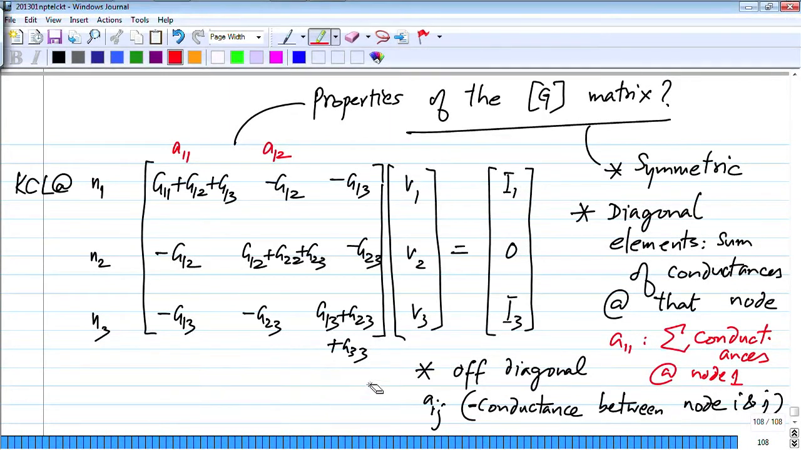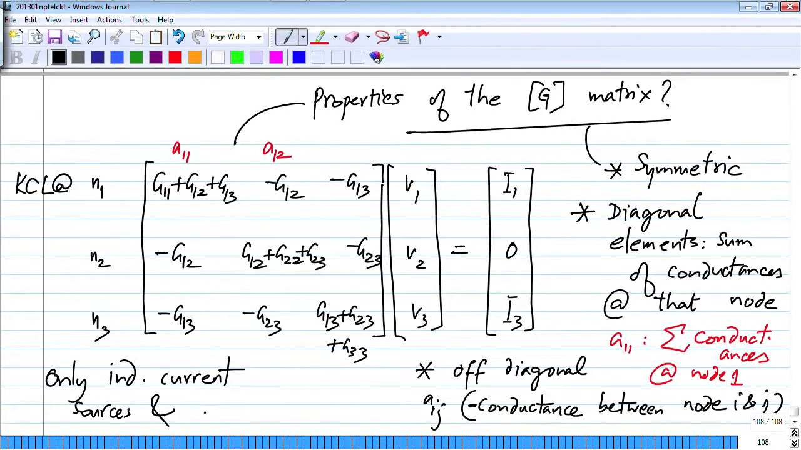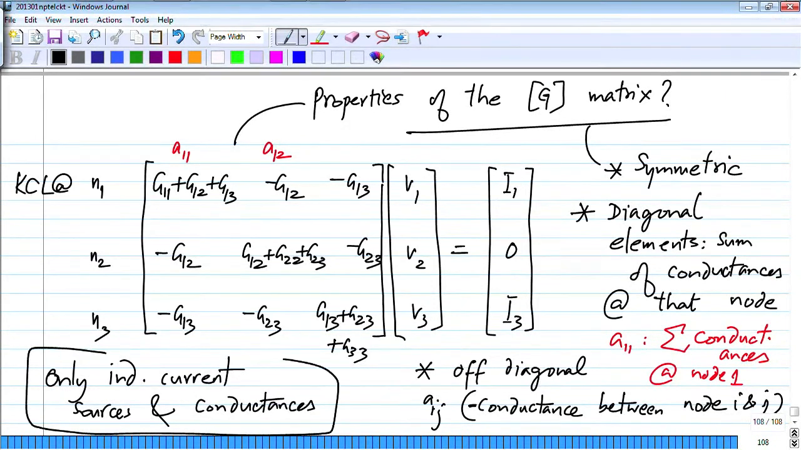So now this can be extended to circuits of any size, right? The only restrictions we have so far are that we have only independent current sources and conductances in the circuit. With that, we have all these nice properties that we get a symmetric matrix with the diagonal elements being the sum of conductances at that node and off diagonal elements being the negative of the conductance between two nodes. Okay, any questions so far?